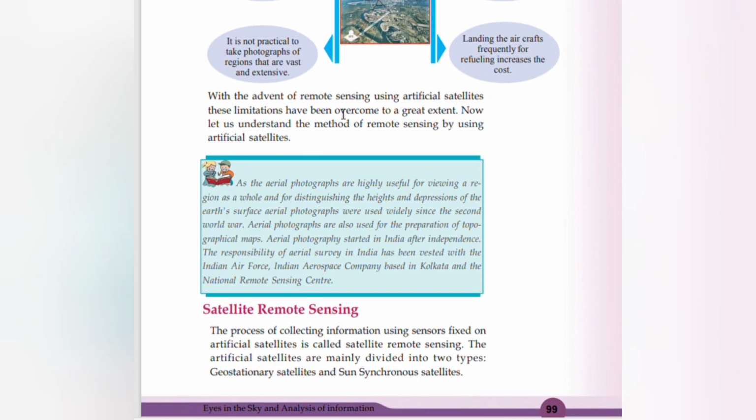With the advent of remote sensing using artificial satellites, these limitations have been overcome to a great extent. Now let us understand the method of remote sensing by using artificial satellites.